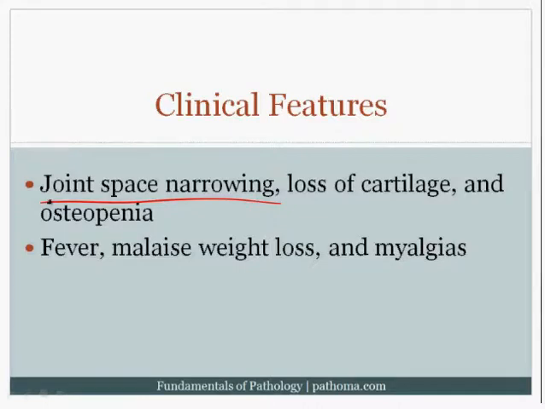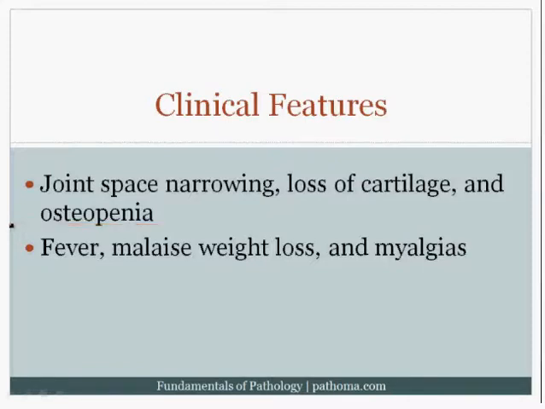Again, as I've already mentioned, the pannus is going to contract because of the myofibroblasts, which will then narrow the joint space. You'll get loss of cartilage, and that's because the pannus can overlie the cartilage, and the inflammation in the pannus can destroy the cartilage. And you can also get osteopenia because the inflammatory process will also begin to wear away at the bone underneath the cartilage.